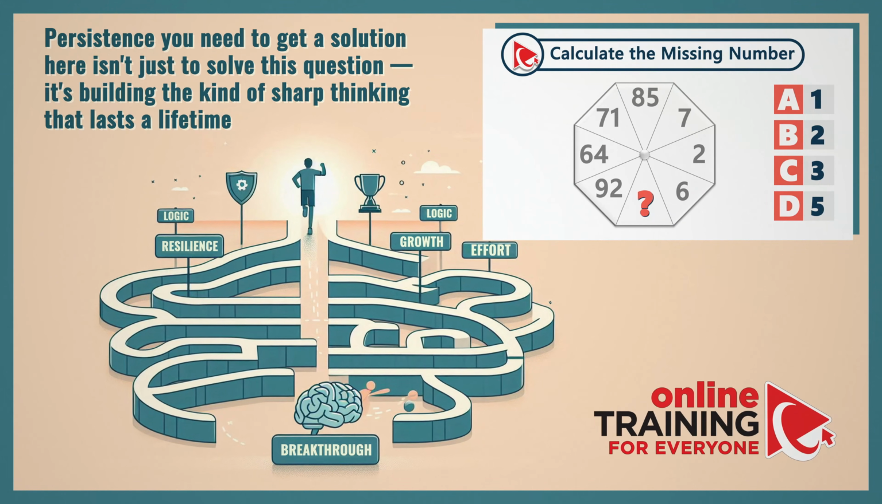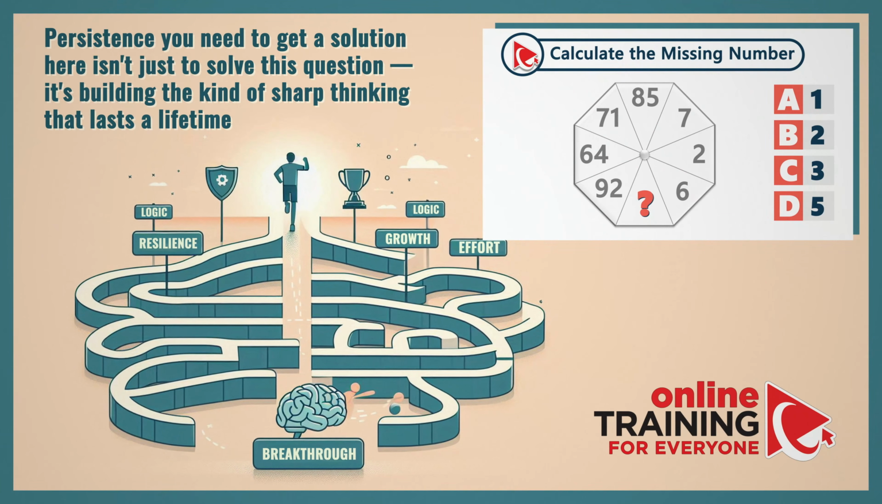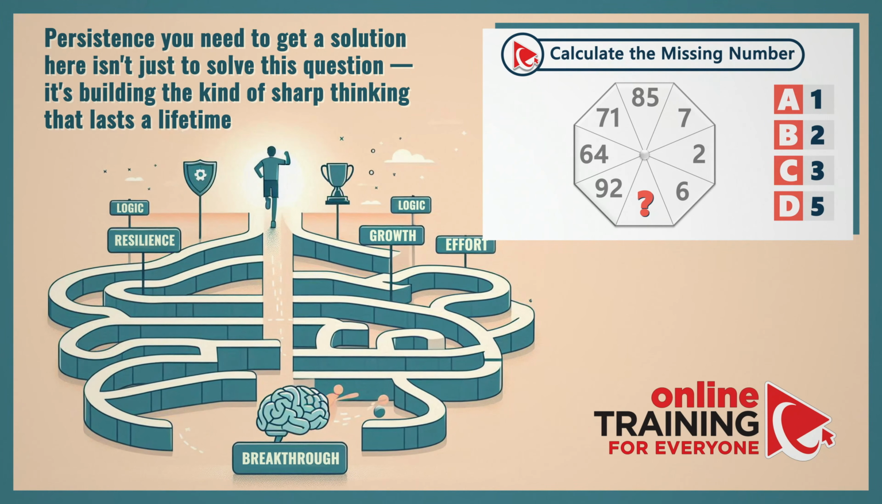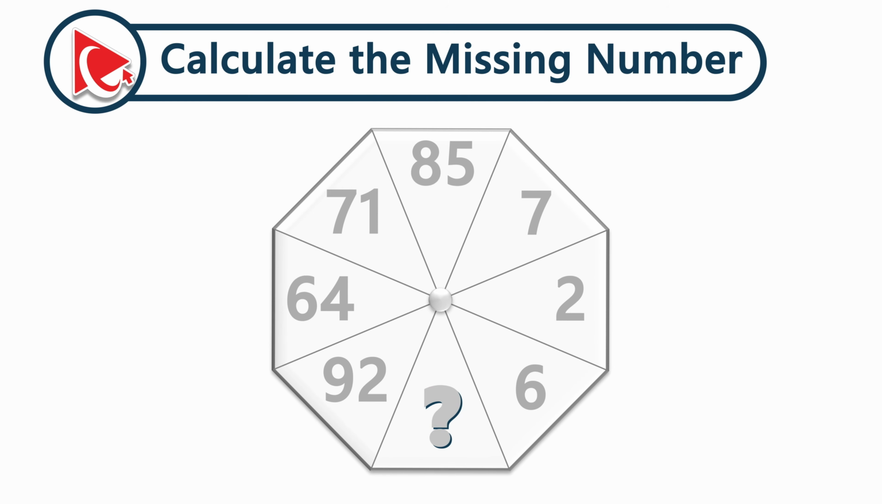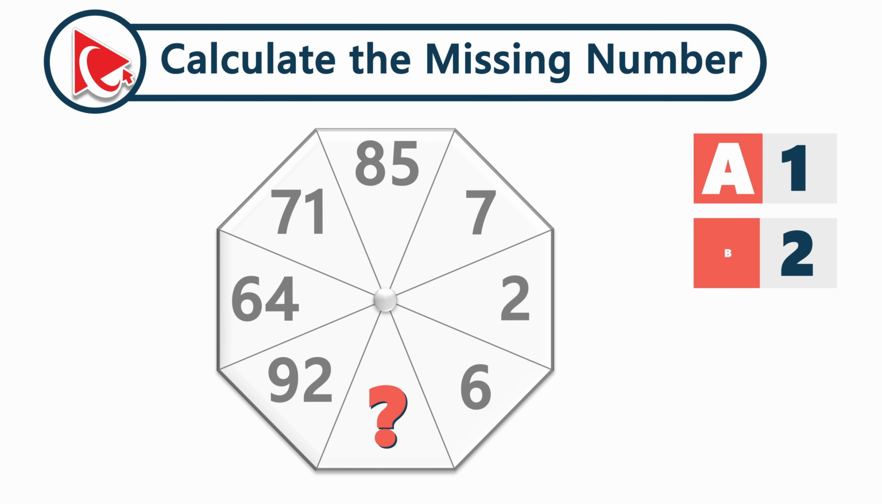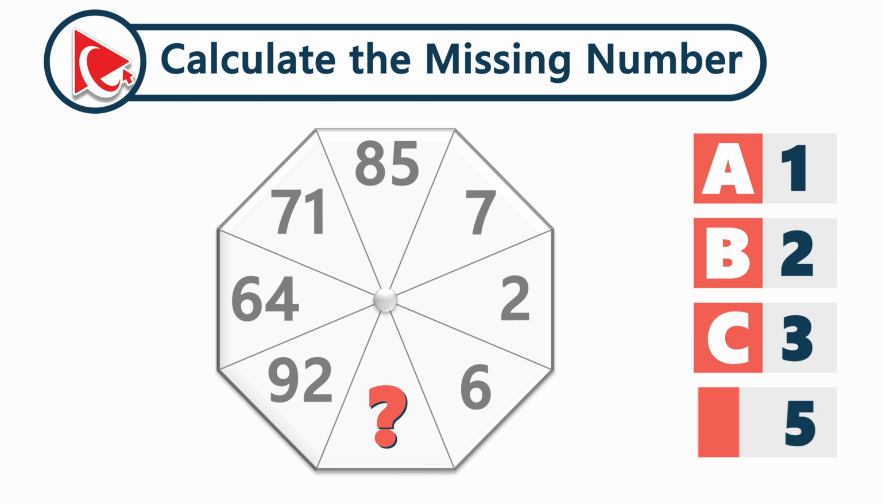Persistence you need to get solution here isn't just to solve this question. It's building the kind of sharp thinking that lasts a lifetime. You're presented with the Octagon, where one number is missing. The numbers that are present are 92, 64, 71, 85, 7, 2, 6, and then comes the missing number, which you need to calculate and select your answer out of 4 possible choices: A1, B2, C3, or D5.